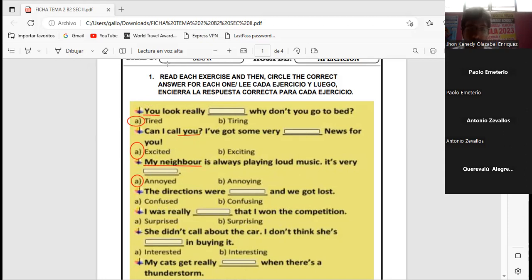Number four says: the directions were confusing and we got lost. The directions, it means a kind of map, it's not a person. A croquis. Confusing. Confusing, nice. Number five: I was really surprised or surprising. It means a person. Surprised, nice. Number six, sorry: she didn't call about the car. I don't think she's interested or interesting. Interested. Nice.